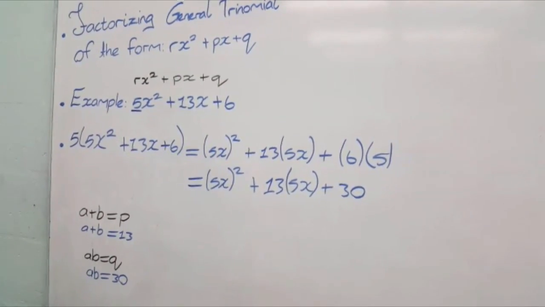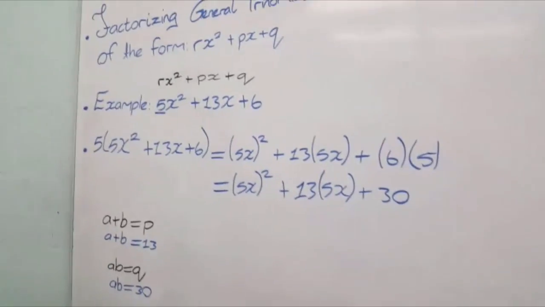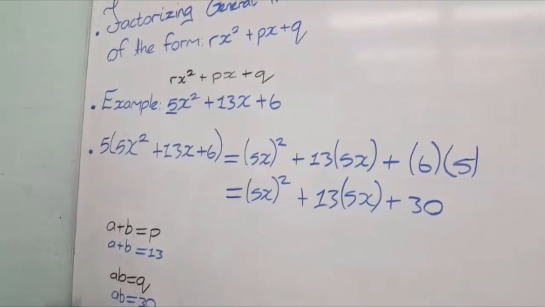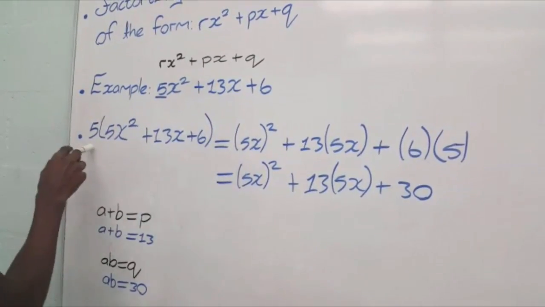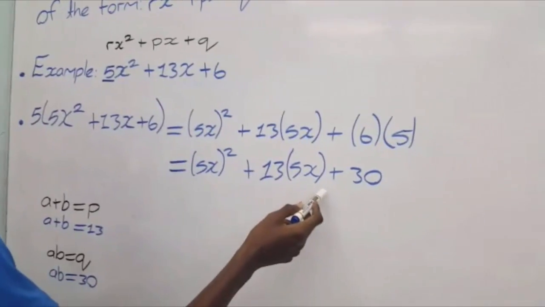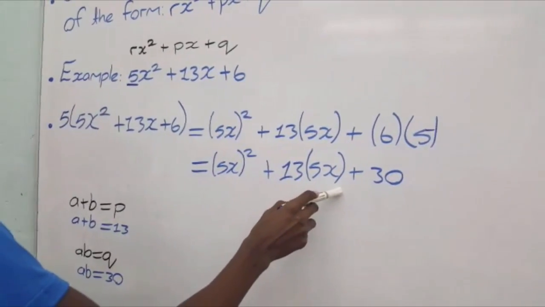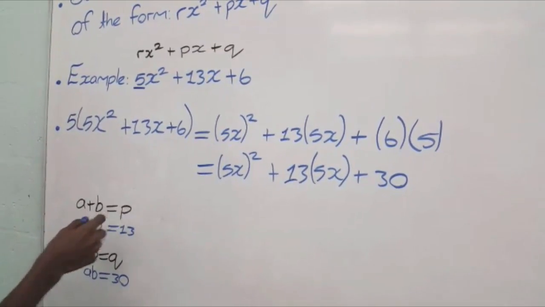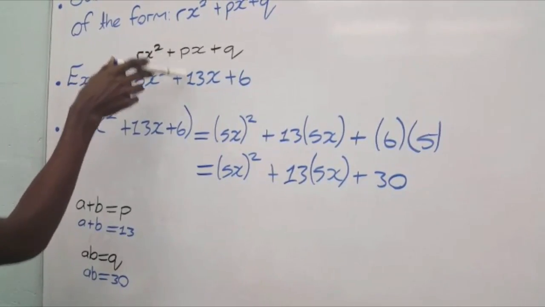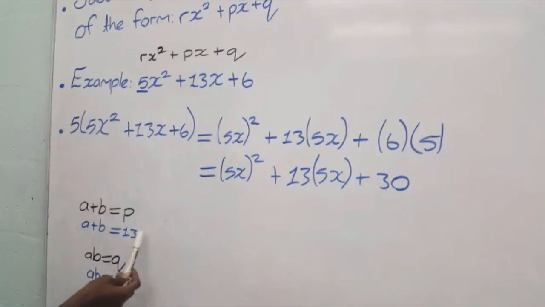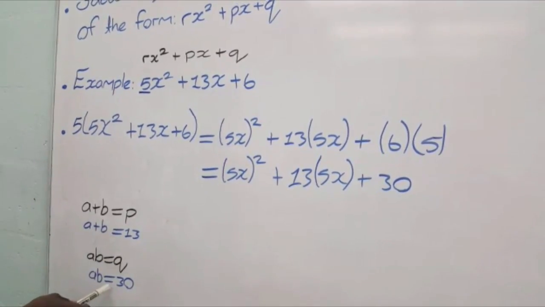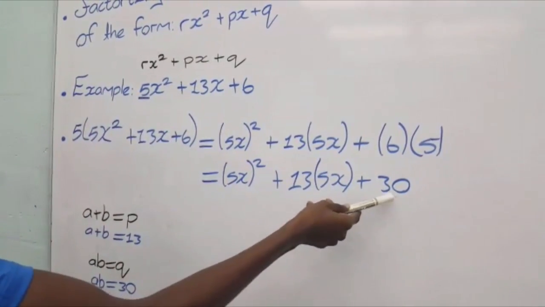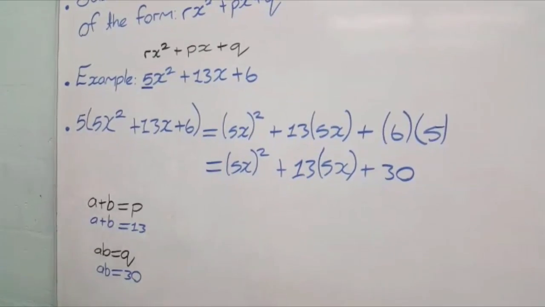And this expression is also written in the form rx squared plus px plus q. Now the first step of factorizing this expression is by multiplying the expression by the coefficient of x squared, which in this case is 5. So as you can see, I have multiplied the expression by 5, which will result in this answer. After doing so, we'll get a plus b is equal to p. And if you look back in the first expression, we'll see that p is equal to 13. That's how I get 13 here. And then a multiplied by b is equal to q. And in this case here, q is 30. That's how I get 30 here.